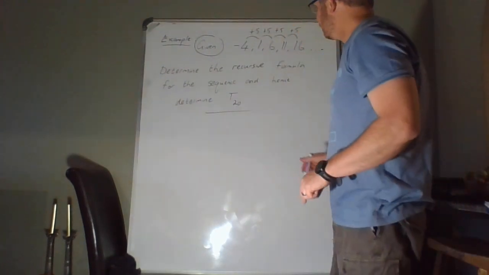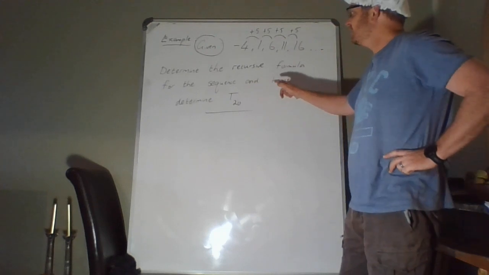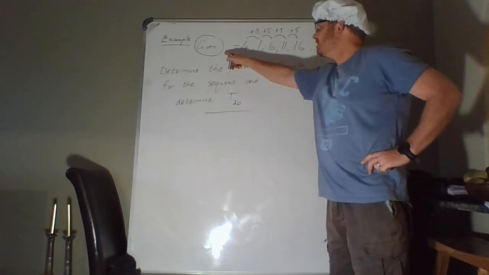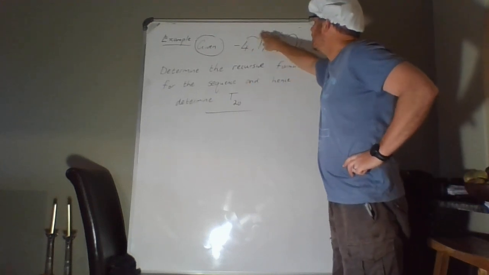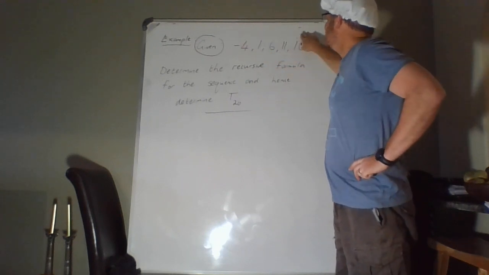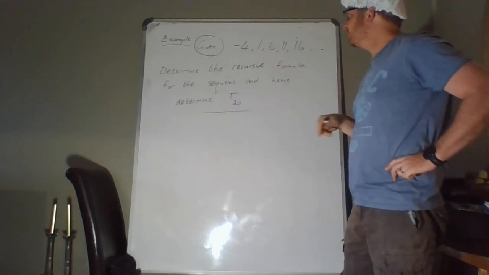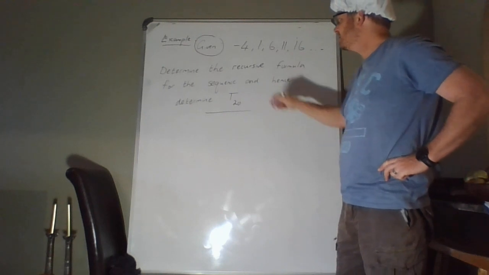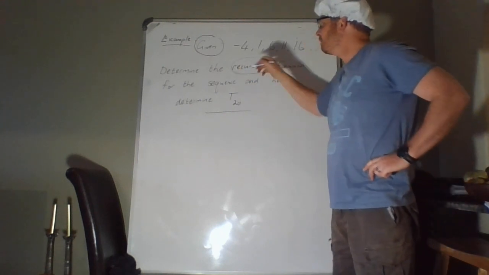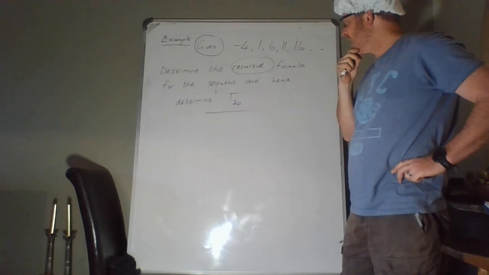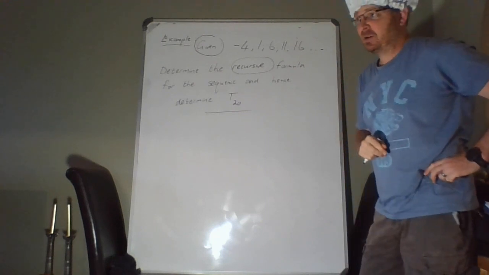Righty. So now you think, oh, this old bag has lost it and he's given the same question, but he has not because he's changed the question. It's the same sequence, minus 4, 1, 6, 11, 16. The question says now determine the recursive formula for the sequence and hence determine T20.